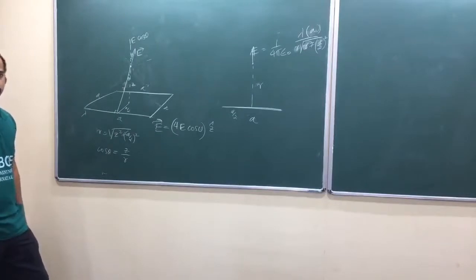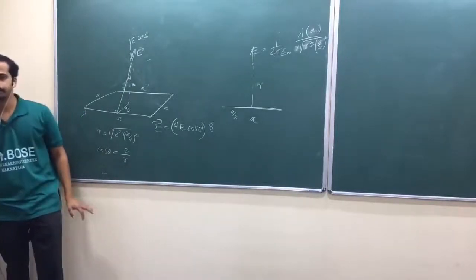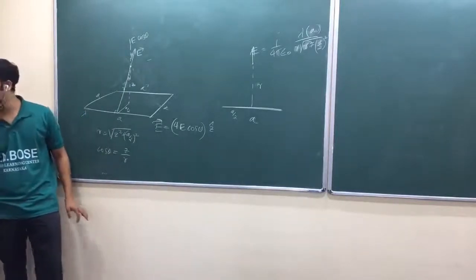Magnitude, I have written E over there. Cos theta, I have written. Think over it. Okay? Pure geometrical question.